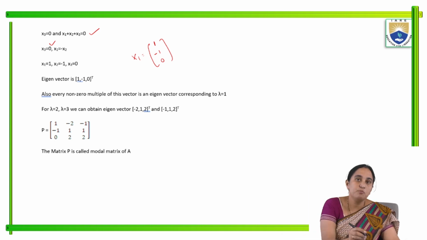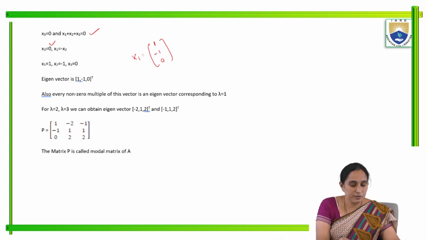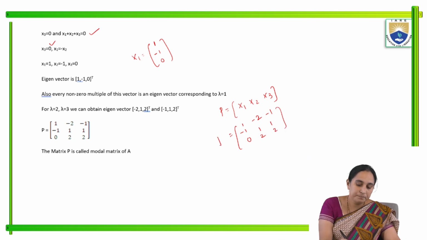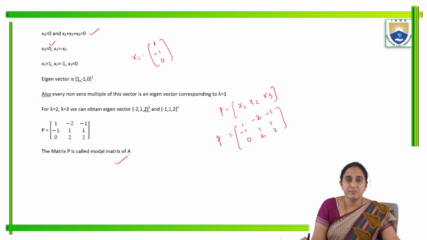The same concept we are applying here. Therefore, whatever the model matrix P has, x1, x2, x3: the first is 1, -1, 0, then -2, 1, 2, and -1, 1, 2. This is called the model matrix.